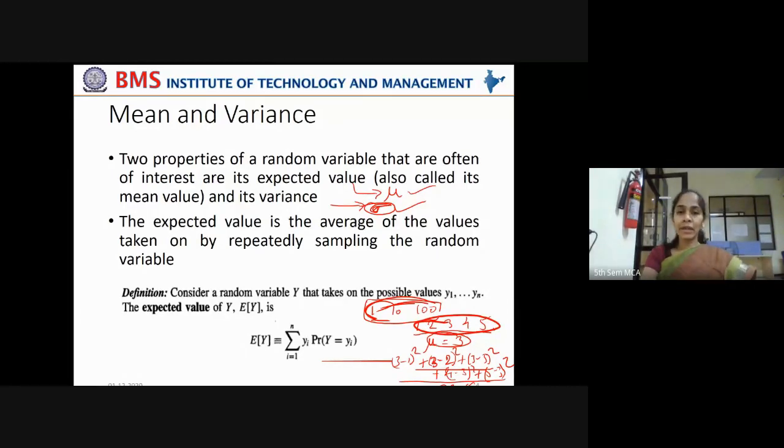Right? Now the expected value is the average of the values taken on by repeatedly sampling the random variable. Okay, when we are taking a sample out of a population and repeatedly we perform the sampling, then you take an average, that is the expected value of that sample. Or if you are calculating error, it is the expected value of the sample error.